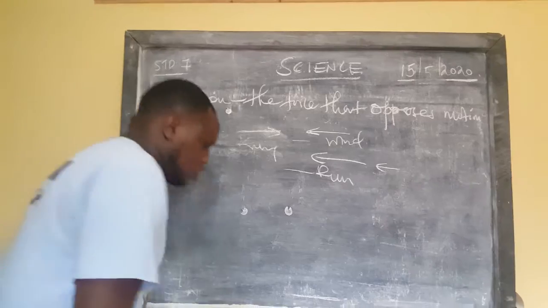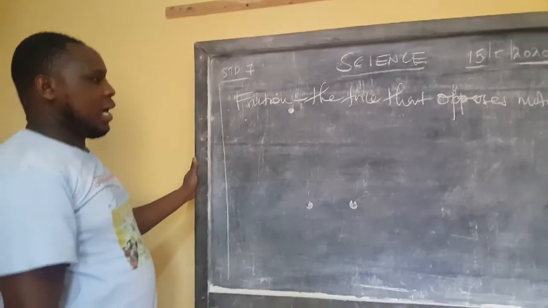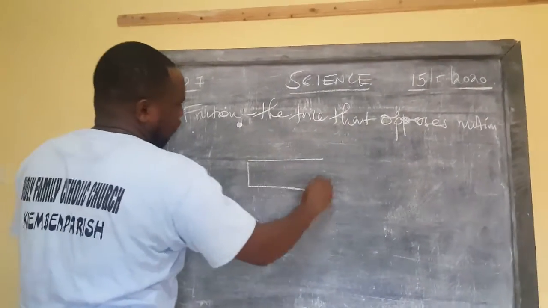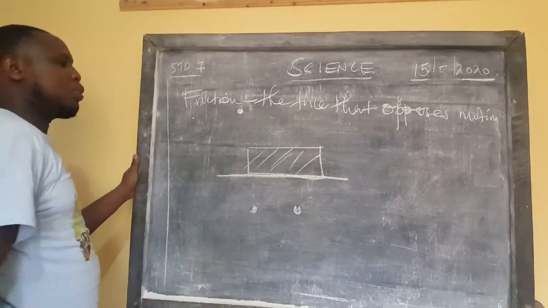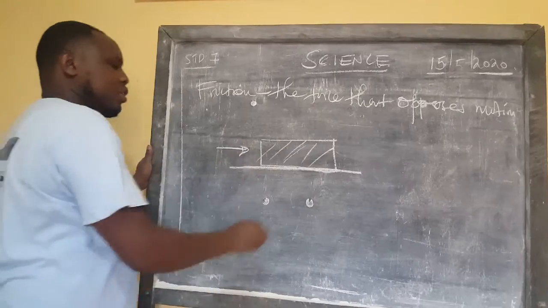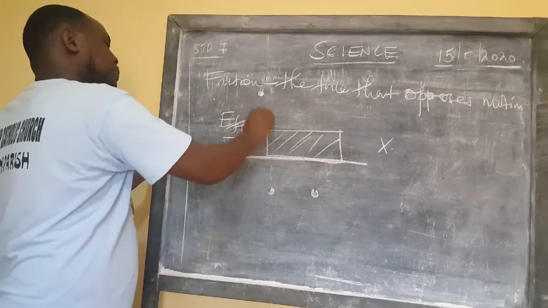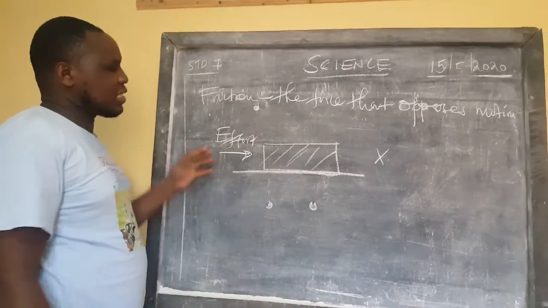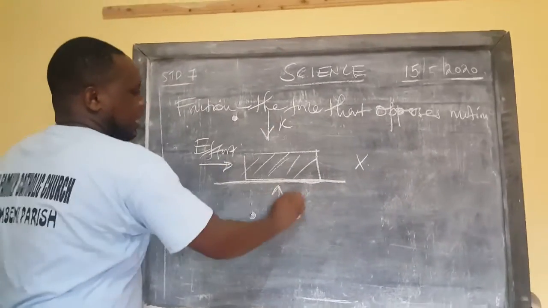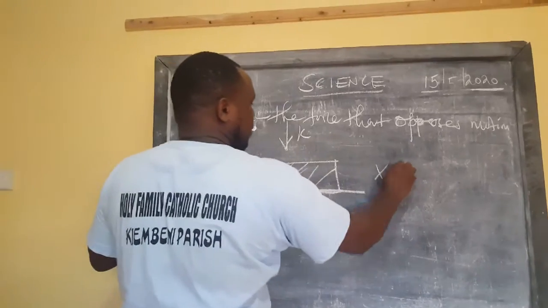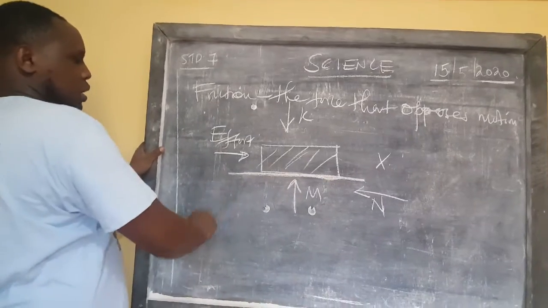We talked so much yesterday about areas where we can find friction. And there's this one example I gave about a piece of wood, and a pupil was trying to push it towards this direction, direction X. So this is the effort the person is applying towards that direction. Then we have another arrow, KM, this is N, and then of course L.